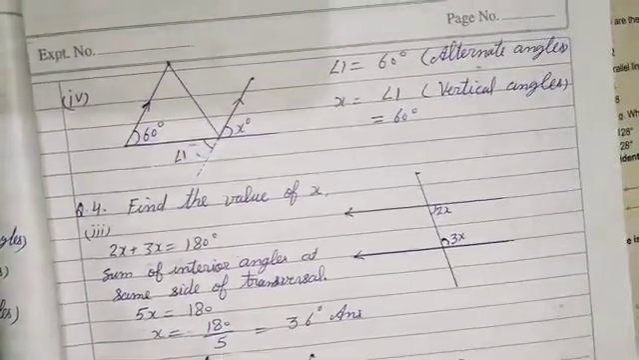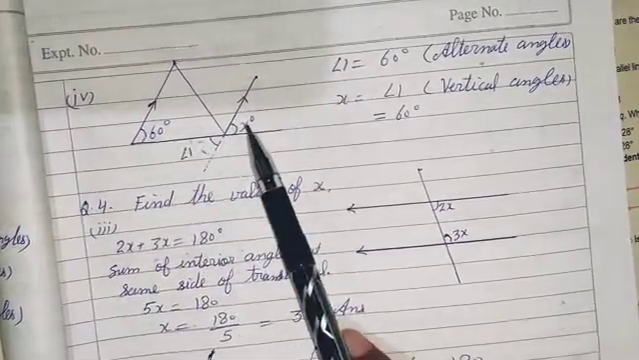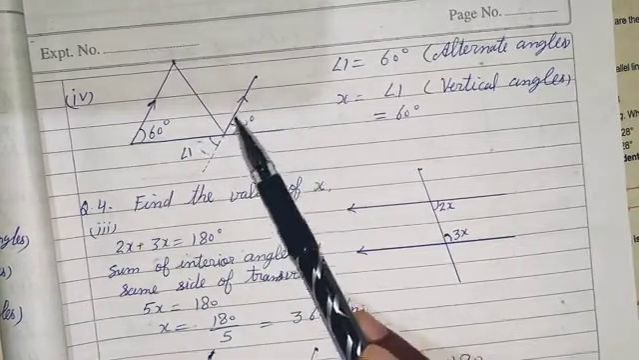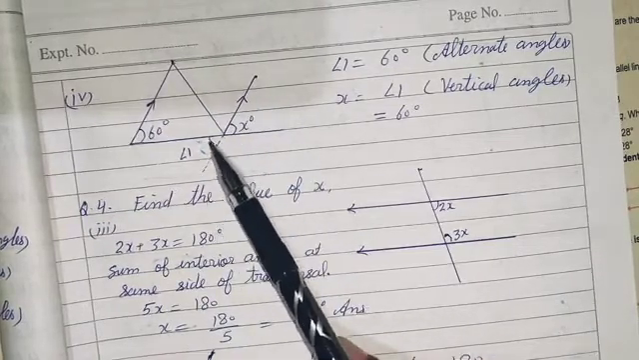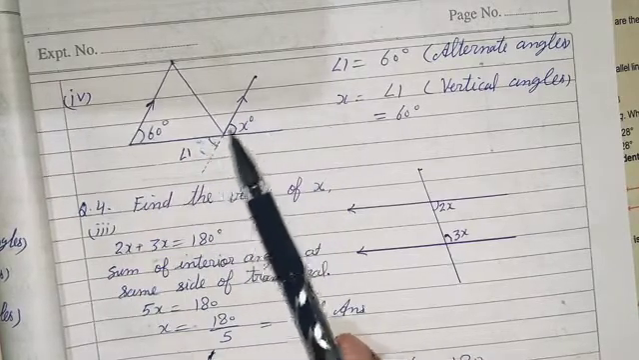Question number 4. Here these two lines are parallel to each other, and angle x is given and 60 degrees is given. So we have done a construction to find out angle x. We have extended this parallel line to this extent and marked it as angle 1. So we can clearly see that angle 1 and x degrees are vertically opposite angles.